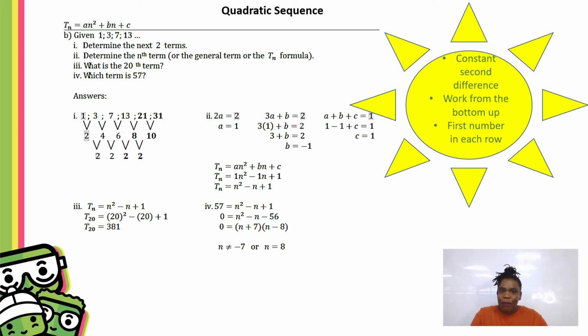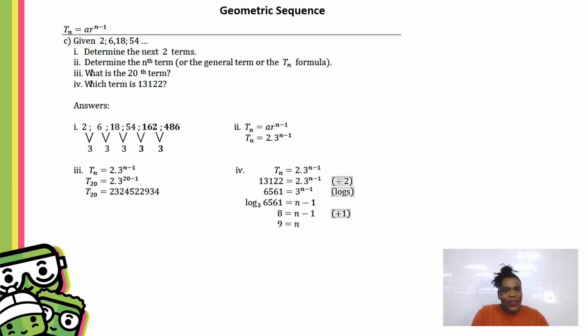So you work from the bottom up and you look at the first term of each row. So the last row, you have 2a equals the first term of your second differences. The second row, the middle row, you have 3a plus b equals the first number in that row of your first differences. And then the first value of your sequence is going to be a plus b plus c. This will always be the case. You work from the bottom up. The key is to recognize whether you have a linear sequence or a quadratic sequence by finding the differences between the terms.